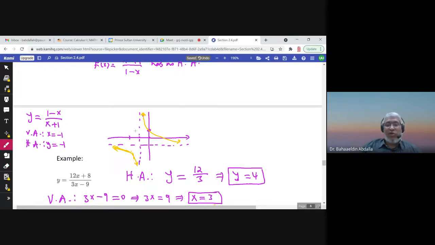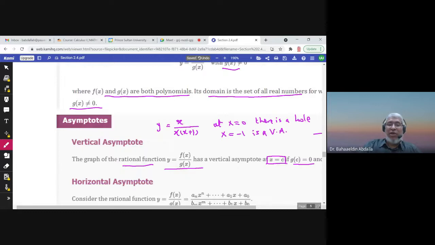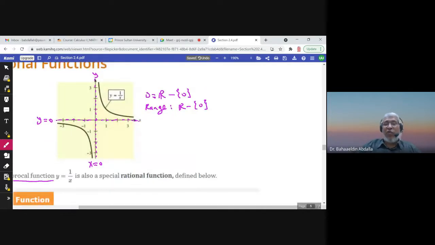It could also be the graph in this square and in this square. It doesn't have to be always in these two. For example, if I sketch the graph of y equals negative 1 over x, what is the horizontal asymptote? Y equals 0 because the degree of the numerator is less. What is the vertical asymptote? X equals 0 because it makes the denominator 0.